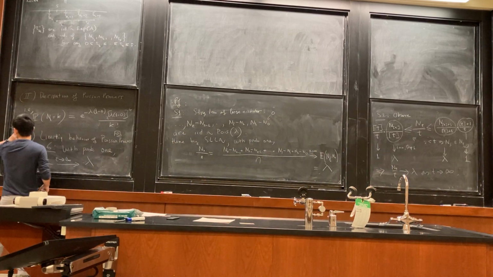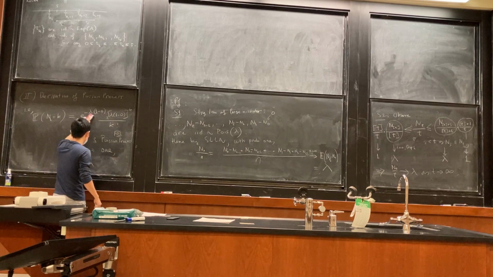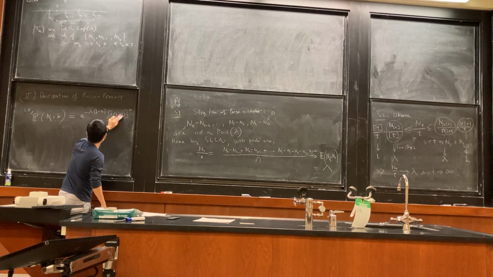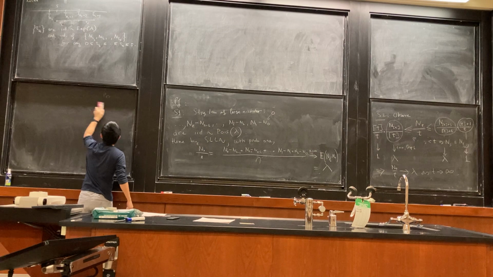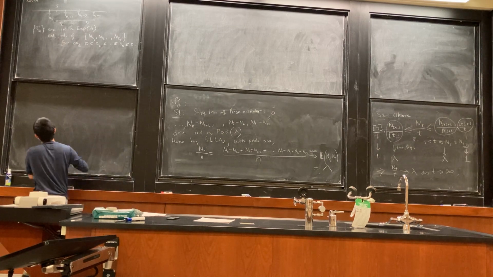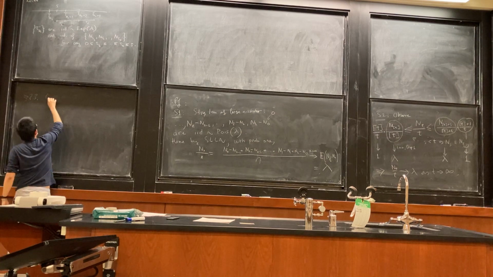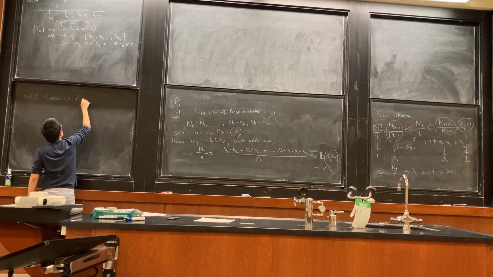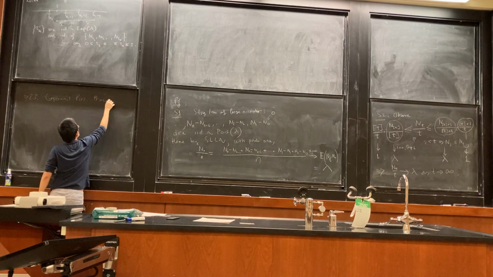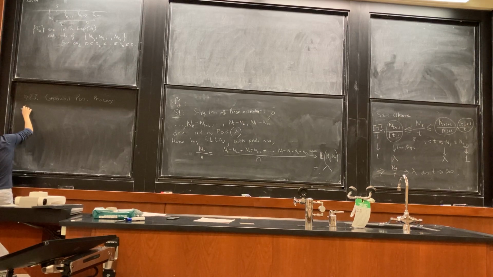All right, so I finished this chapter 2, and now let me move on to the next section, chapter 2.3 on the compound Poisson process. The motivating example here is the following.